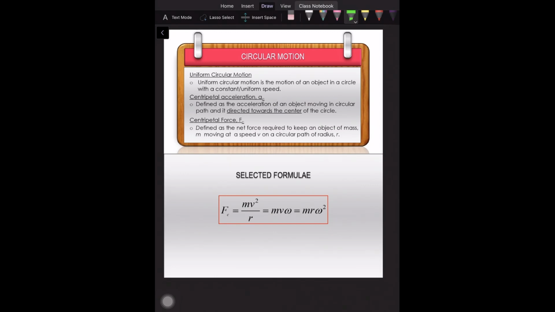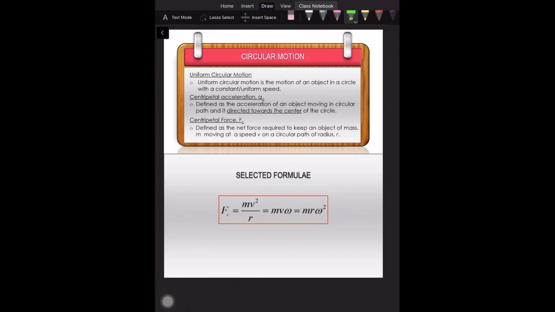Okay, thank you to Miss Hanisa as the moderator for this week. Okay, so I'll brief a little bit about the content for chapter 6, circular motion. So, what is contained in this chapter?